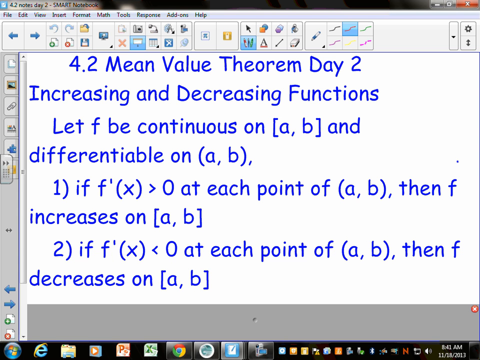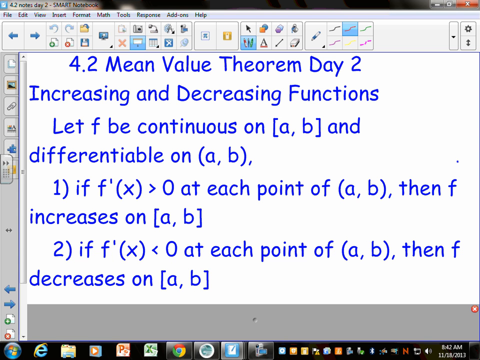Notice that your function has to be both continuous and differentiable. That's why we spent so much time in chapter 2 talking about how to tell if a function is continuous and how to tell if it's differentiable. Because almost everything we learned about, those rules apply. If it's continuous and differentiable, then we can say these things. So keep that in the back of your mind as you're doing it. But if it's continuous and differentiable, we can say that if the derivative is greater than 0 at every point on your interval, then it will be increasing on that interval. Think about what derivatives are: slope, right? If your slope is positive, does it make sense that your function is increasing?